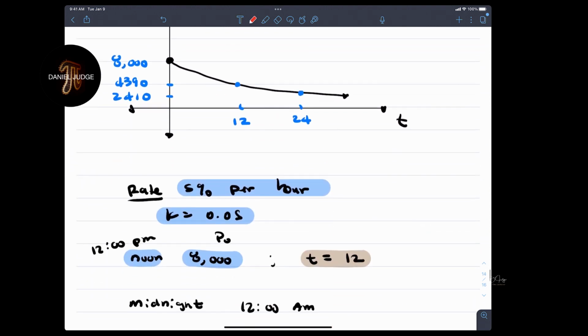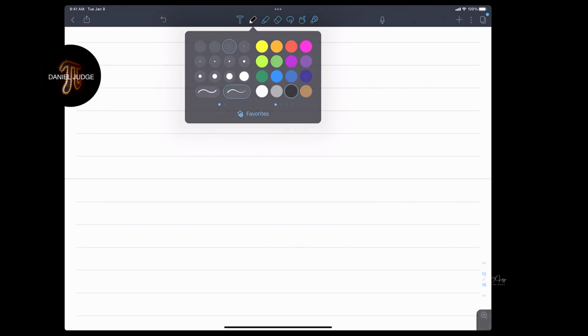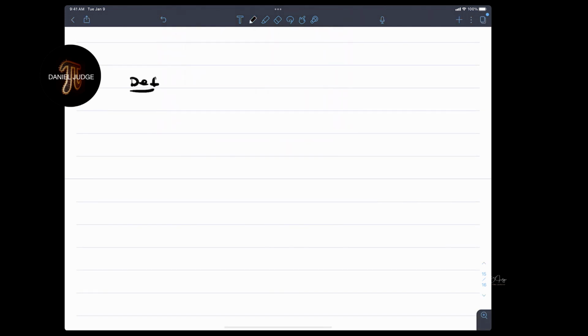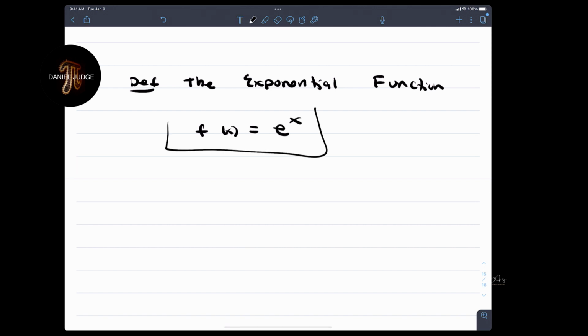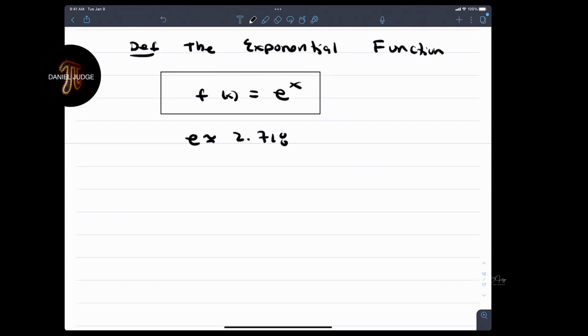Because for graphs, if you guys recall, and to give you a definition, we do have something called the exponential function, ladies and gentlemen, where f of x is e to the x. That's the one and only exponential function. Remember, e is approximately 2.718. So that means this is a growth function here, just for e.